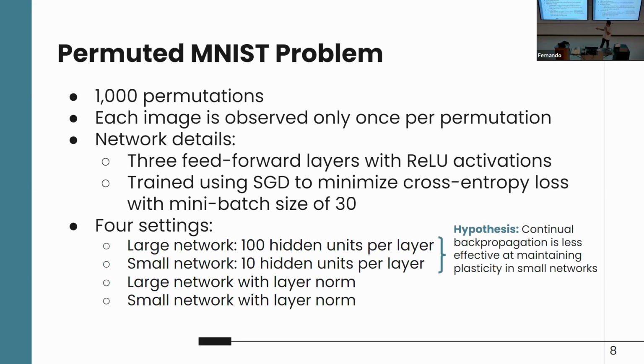So here we're going to compare the performance of the large network against the small network. And if this hypothesis is true, we would expect continual backprop to maintain plasticity in the large network, but lose plasticity in the small network.